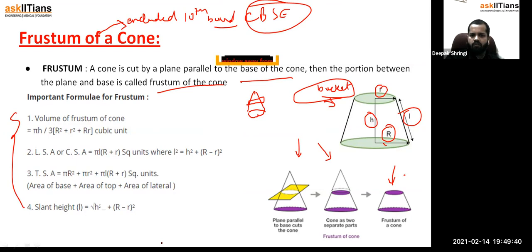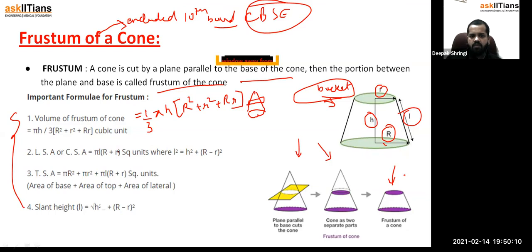So, the volume of frustum of a cone is, let me write. Basically, the volume of frustum of a cone is 1 upon 3 pi h, and in case of radii, R square plus small r square, because two radii are there, plus R into r. Correct? It is the volume of frustum.